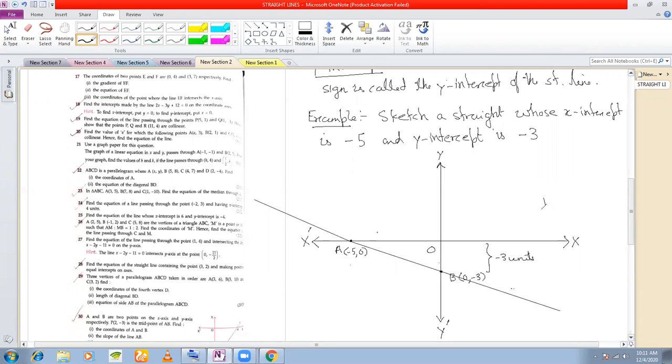So this x-intercept is -5 units and the y-intercept is -3 units. Suppose I ask you to sketch a straight line whose x-intercept is 5 units and y-intercept is -4 units, then how will you sketch? X-intercept, you take 5 units here. That means let us call this point P, (5, 0). Okay, and y-intercept you take here Q, (0, -4). So you join these 2 points and you get a straight line.